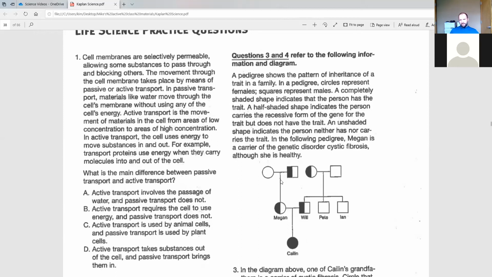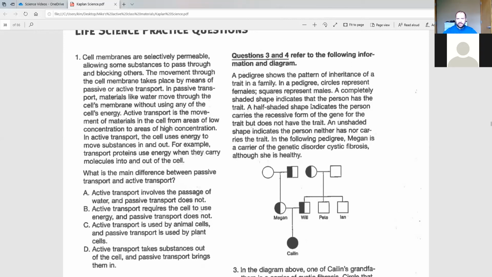So number 3 and 4, I guess, deal with this paragraph. The paragraph says, a pedigree shows the pattern of inheritance of a trait in a family. The name of this chart down here is called a pedigree. In a pedigree, circles represent females, squares represent males. A completely shaded shape, in other words, all the way dark, indicates that the person has that specific trait.